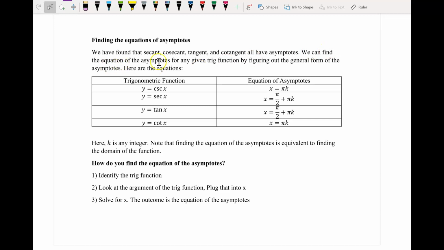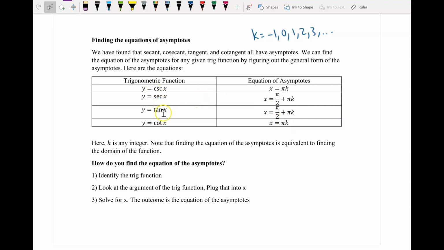So we can find the equation of the asymptotes for any given trig function by figuring out the general form of the asymptotes. So here what I did is I made a cute little table of the trig function and then the equation of the asymptotes. Okay, so where the asymptotes appear. Here this k means k is any integer. So that means I can plug in k for like -1, 0, 1, 2, 3, any integer value, both positive, negative, right? I can plug it in and I will find an equation of asymptotes.